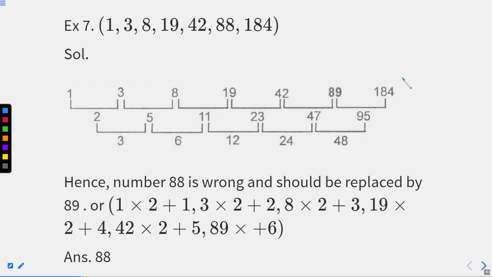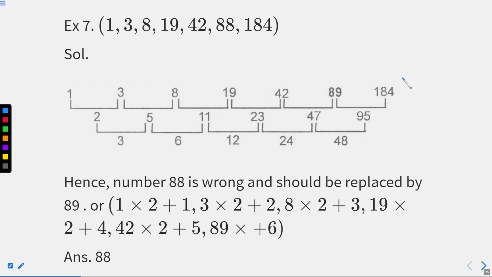The question says 1 followed by 3 followed by 8 and so on till 184. Now here we are supposed to find the wrong entry which is not following the same sequence as the other numbers are following. So for that we are starting with the first number, that is 1, followed by 3 which is a gap of 2, which is followed by 8 with a gap of 5, which is followed by 19 with a gap of 11, which is followed by 42 with a gap of 23 and so on till 148. So here we can see that the difference is not exactly what we are looking for.